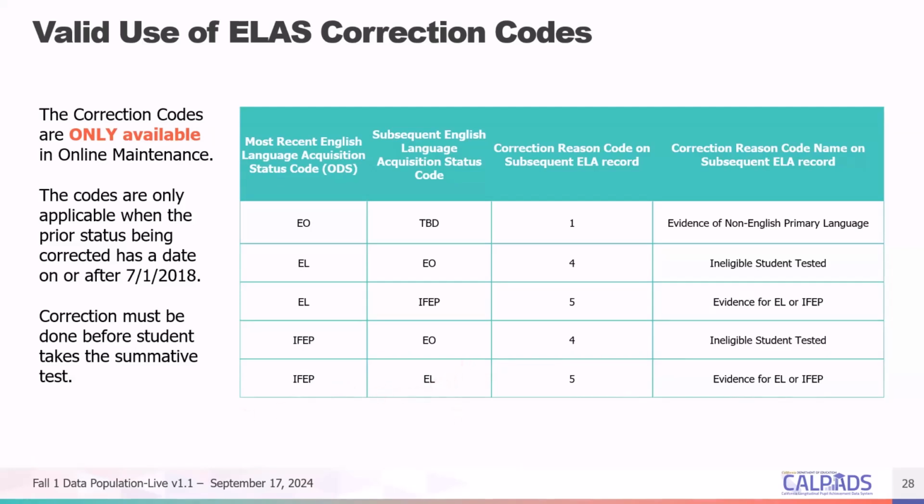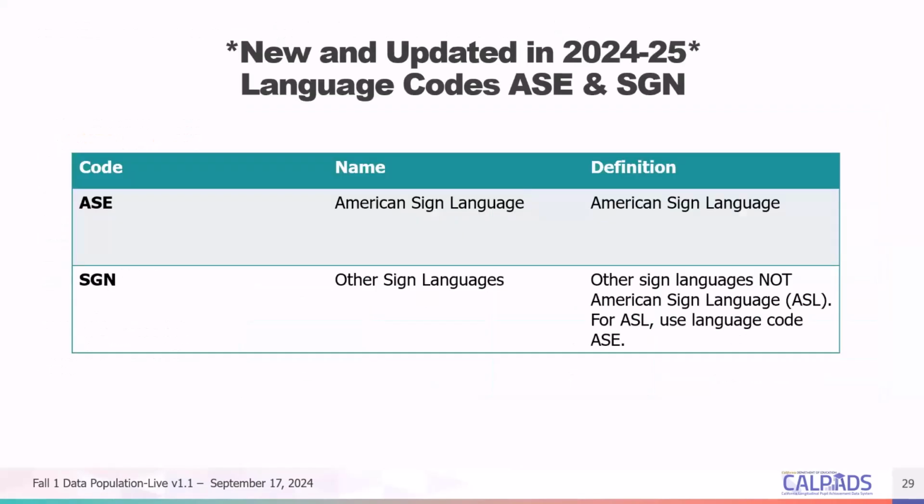These correction reason codes are only applicable when the prior status being corrected has a date on or after July 1st, 2018. Corrections must be done in online maintenance and must be done before a student takes the summative LPAC test. So those are the correction reason codes. There have been some changes to the code sets which affect the CELA records this year. So let's go ahead and discuss some new and updated codes in the 2024 to 25 school year.